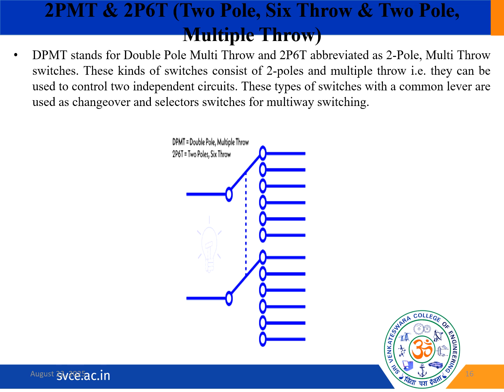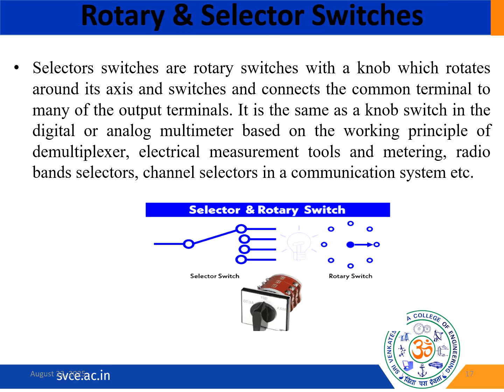We have to understand DPMT. We have selector functions and changeover operations that can be performed in DPMT. We call it double pole multi-throw switches, or abbreviated as 2P-MT, two-pole multi-throw switches, right? So moving on to the next part, we have rotary and selector switches.